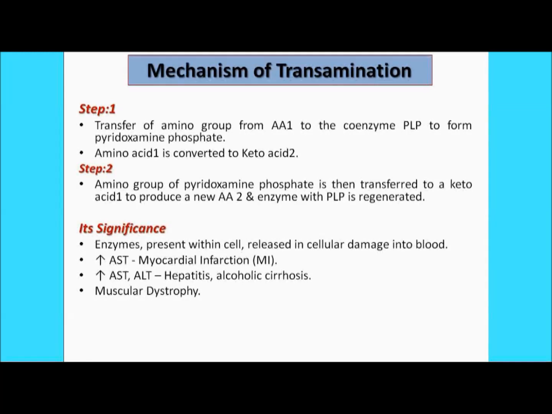Now an increase of AST, what I have already told you, AST stands for aspartate amino transferase. An increase of AST in the blood can lead to myocardial infarction, right? Moreover, an increase of AST as well as ALT, ALT being alanine amino transferase, can cause hepatitis, even alcoholic cirrhosis, and moreover it can cause muscular dystrophy.